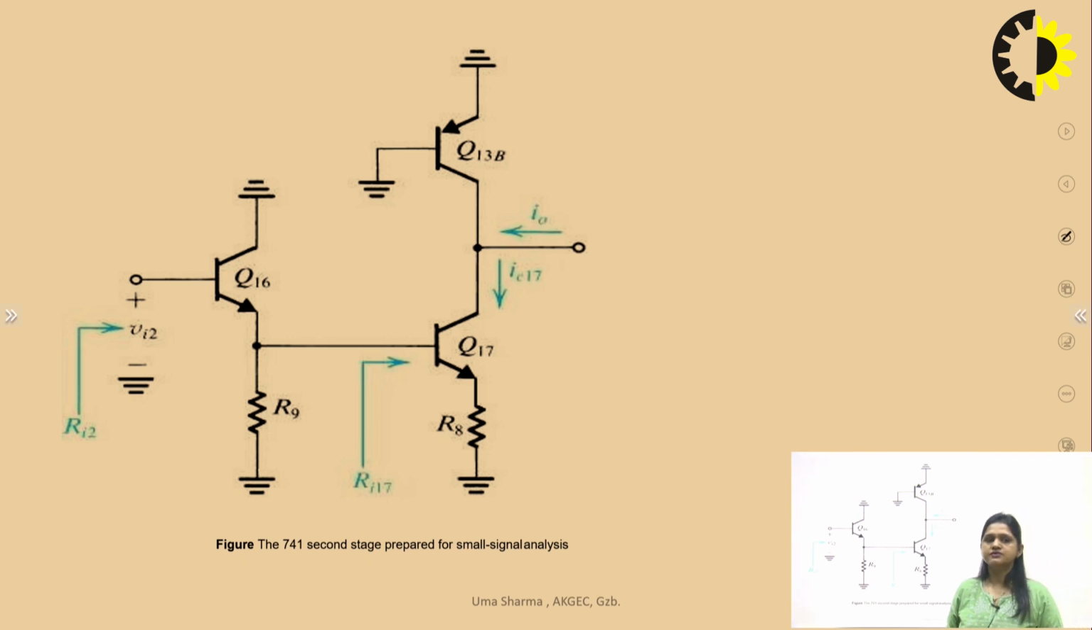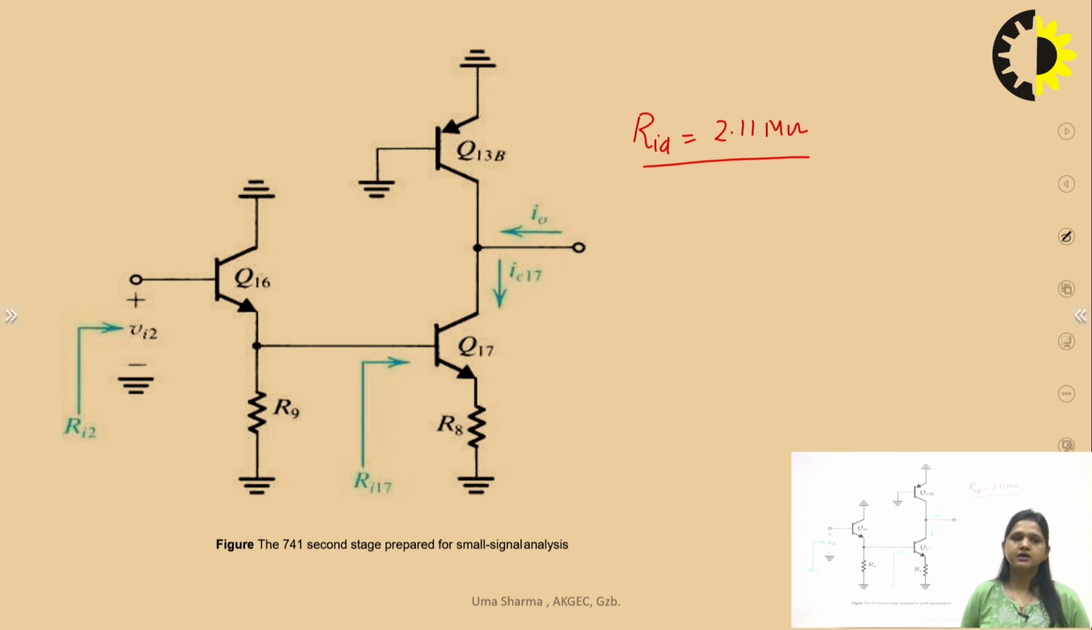In the input stage of 741 IC, we have seen that input impedance, which is RID, is equal to 2.11 mega ohms, and this 2.11 mega ohms represents the input impedance of the complete 741 IC. Basically, we have calculated the input impedance of input stage, and input stage is basically the differential amplifier stage. So, the input impedance of input stage is equivalent to the input impedance of the 741 IC. So, one parameter we have already calculated.